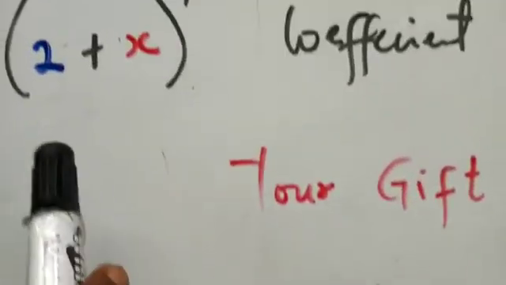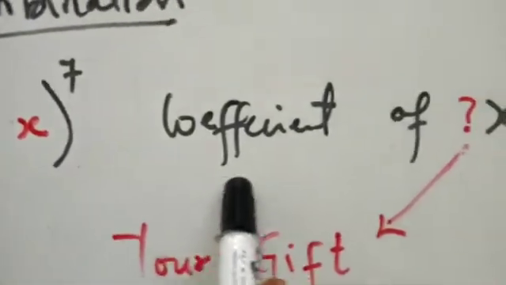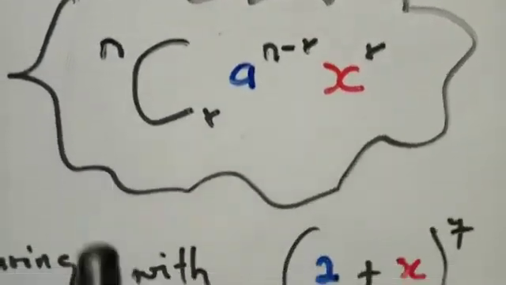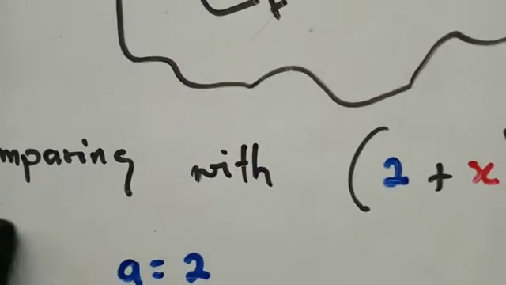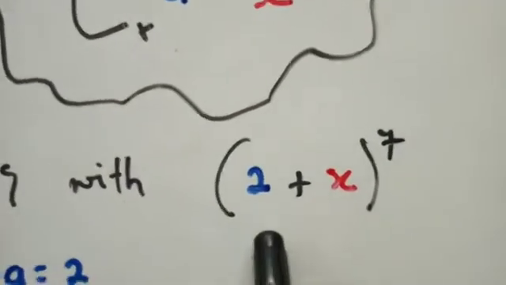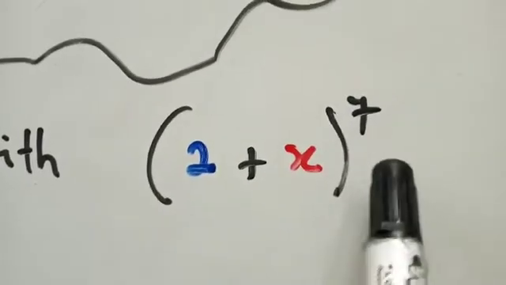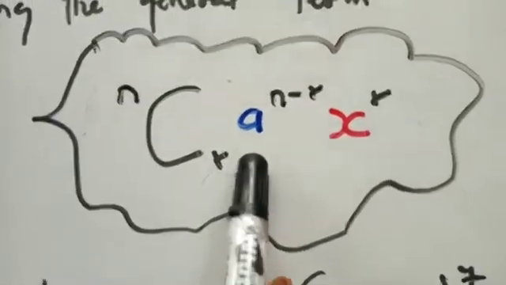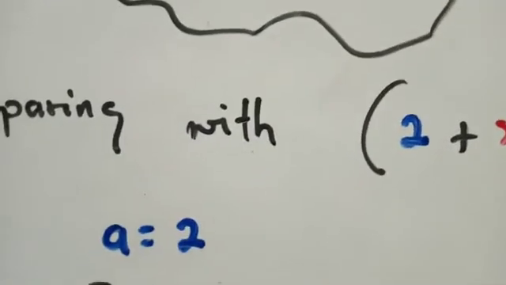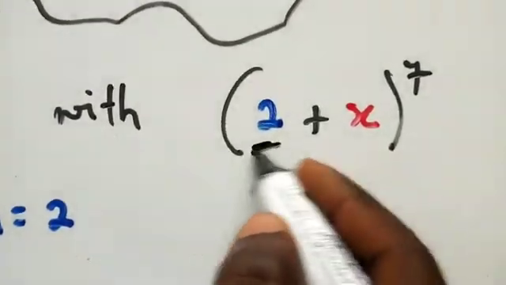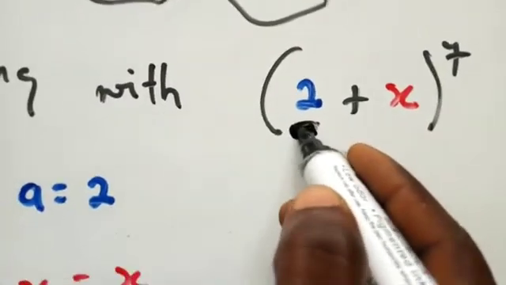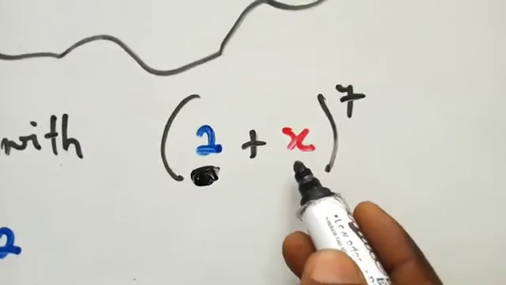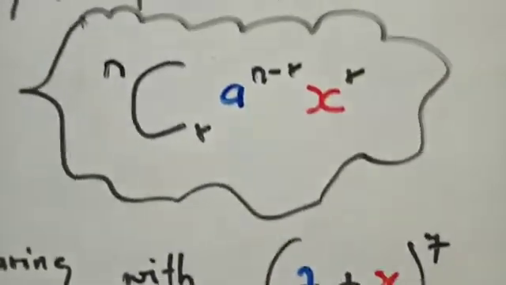The question says we have (2 plus s) exponent 7, and they say find the coefficient of s exponent 5. So we are going to use this guy. If you compare it with the question being given to us, (2 plus s) exponent 7, you can see that you need to know the n, the r, the a, as well as the x. The a here is the first person, the first guy. Whichever number you have here will be your a, and the x will be the second guy from this question.